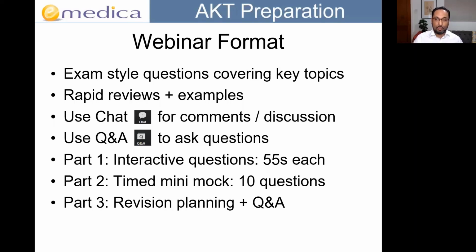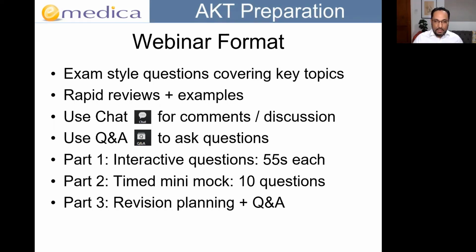After each one, we will go through the answers, a review of the relevant topic and the relevant guidelines, and perhaps go through why you might have got the wrong answer, some of the technique. Part two, we're going to do a timed mini mock exam. 10 questions. You'll do all 10 in one go. The questions will move forward automatically every 55 seconds. And I won't launch any polls until the whole thing's finished. Then we'll go through each of the questions in turn with answers and reviews.